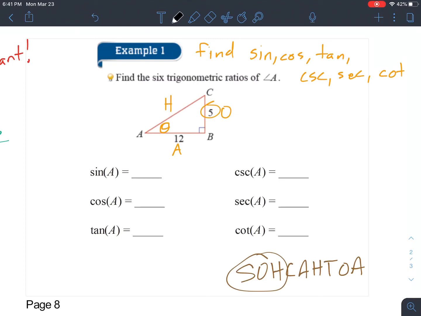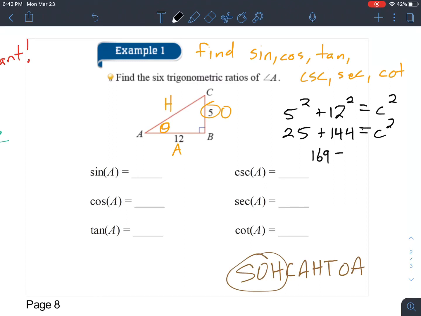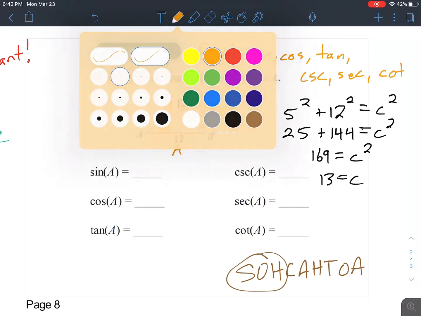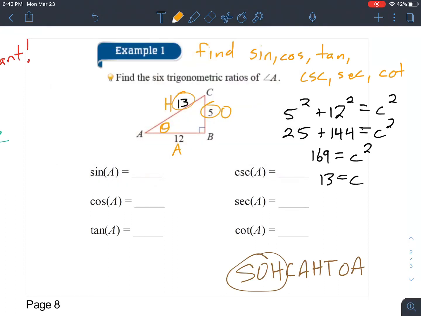So we talked about Pythagorean theorem a couple videos ago. This is going to be a Pythagorean triple, so some of you might already know what that missing side length is going to be. Otherwise, if you don't notice it, let's just go ahead and calculate it. We're going to get 25 plus 144 equals c squared. That's 169, and that is a perfect square. 13 is our hypotenuse. Now we can go ahead and find sine. It is 5 over 13.